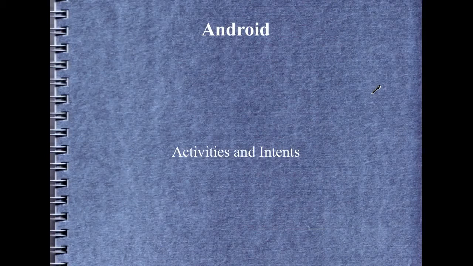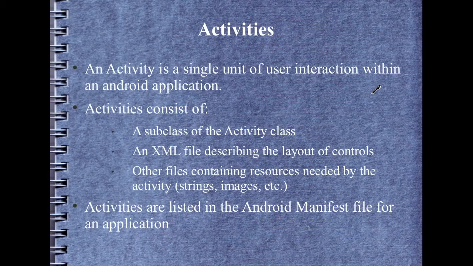Hi, let's talk about activities and intents in Android applications. An activity is what we call a single unit of user interaction within an Android application. So whenever the user is interacting with an Android application, they are doing so through one or more activities.